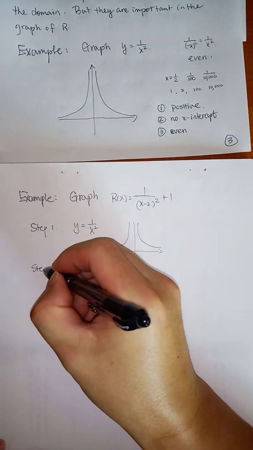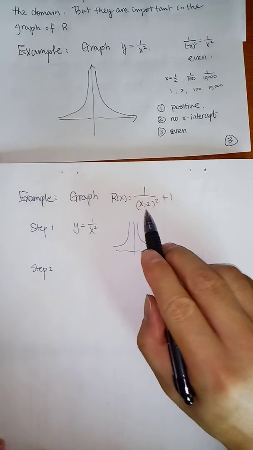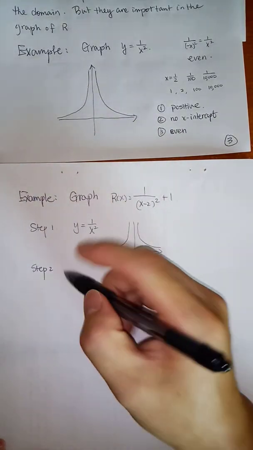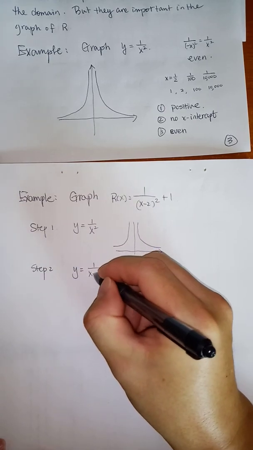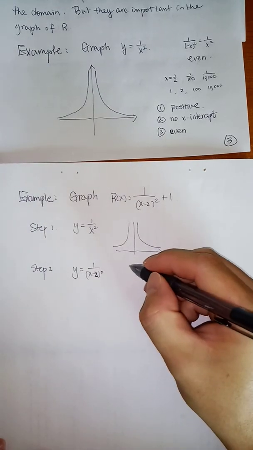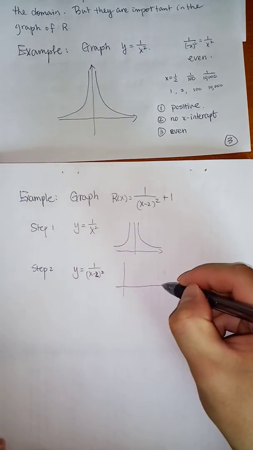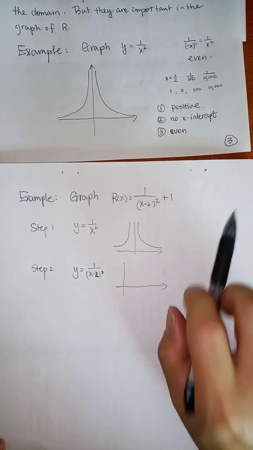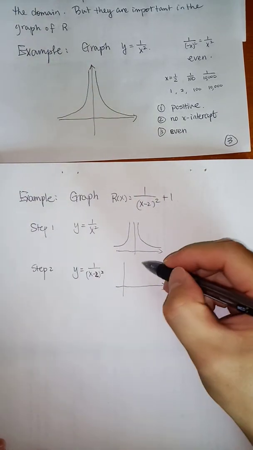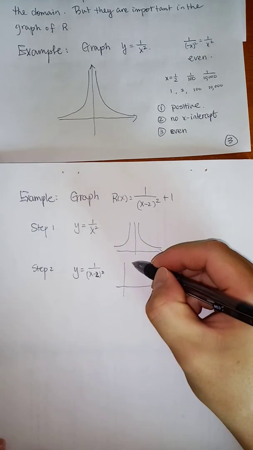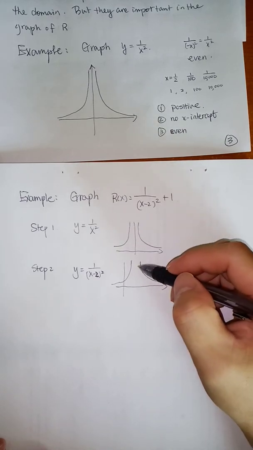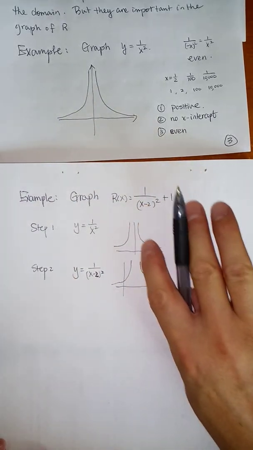And step 2, x minus 2, we are going to shift this graph to the right 2 units. You shift the graph to the right 2 units. It's equivalent to shifting the y-axis to the left 2 units, because I can easily shift the axis. I don't want to shift the graph. The graph I can copy.